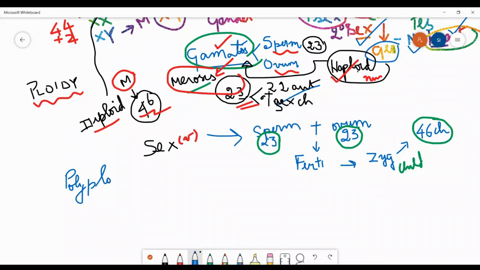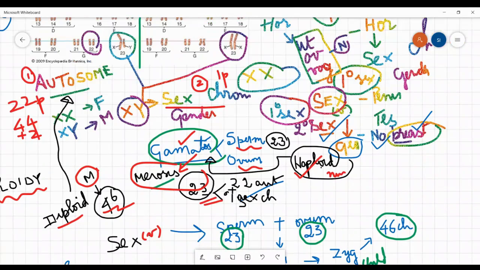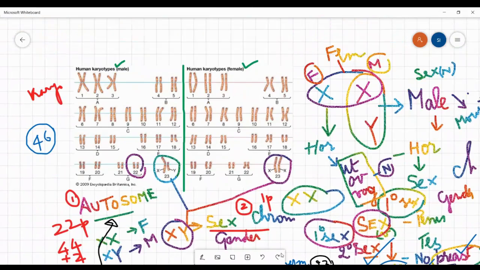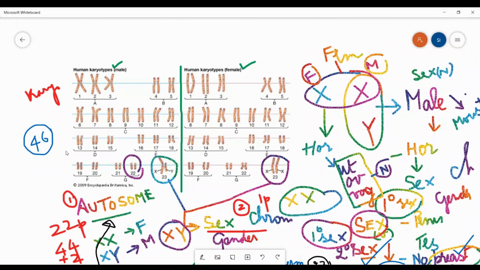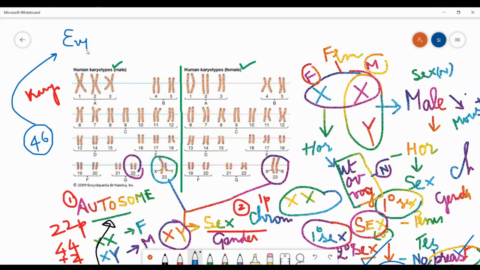Polyploidy. And here we have 46. We can see here 46. 46 is euploid. Both are normal ploidy.